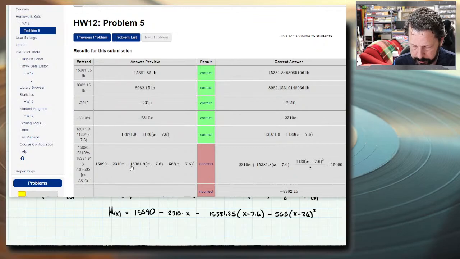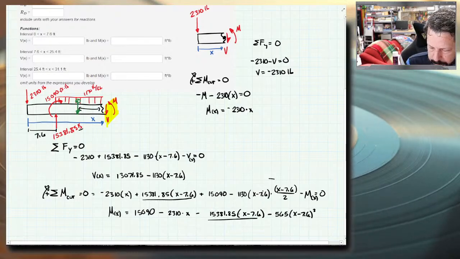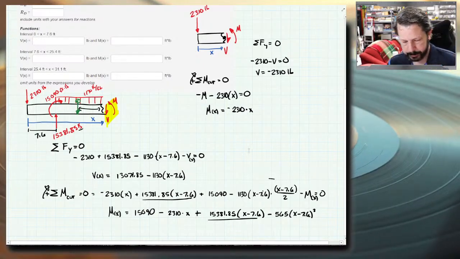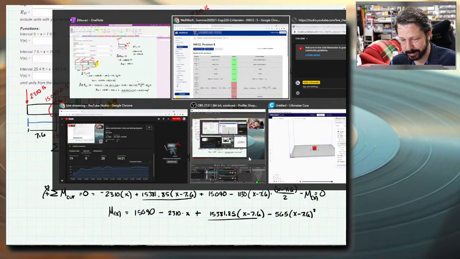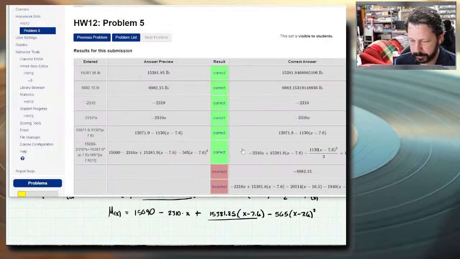Oh, I think I have a negative sign backwards somewhere, because they have a plus on that. Let's see. Oh, yeah, it is a plus. That's this term, so that should be a plus. Easy to get lost in our stuff here, particularly when we're going in a hurry. Now we're right.